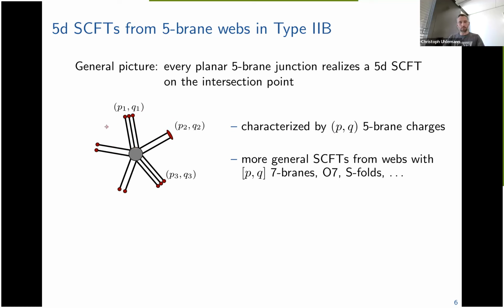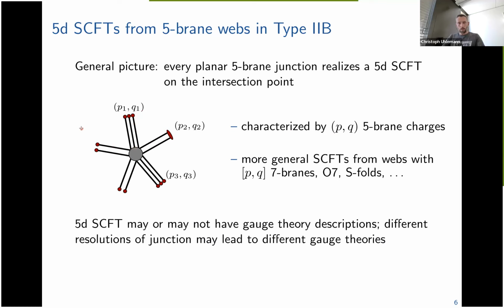That's all very interesting to look at, but for today, I will focus entirely on theories engineered only by 5-brane junctions. These 5-dimensional field theories engineered this way may or may not then have descriptions as gauge theories along the lines of what we had on the previous slide. And if such gauge theory descriptions exist, there may be multiple ones corresponding to different resolutions of the junction and capturing different aspects of the 5D CFTs. So that's the general scenario for our ambient CFT.